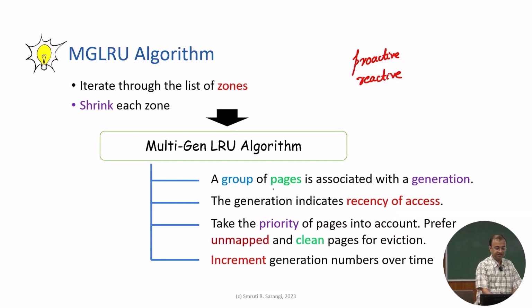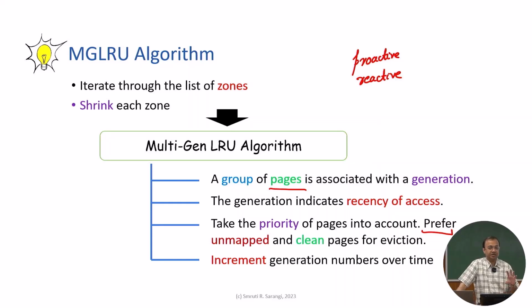So its key idea is that you take a group of pages and assign them to a generation. Later on, we'll see there is something called a sub-generation also, but let's live with the notion of a generation. The higher the generation, the more recently accessed it is. The largest generation is the most recently accessed. The smallest sequence number, or the earliest generation, is the least recently accessed. So the nice thing about this is that this is exactly what Linux implements.